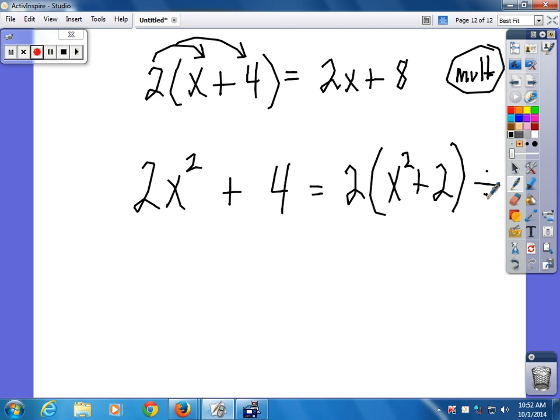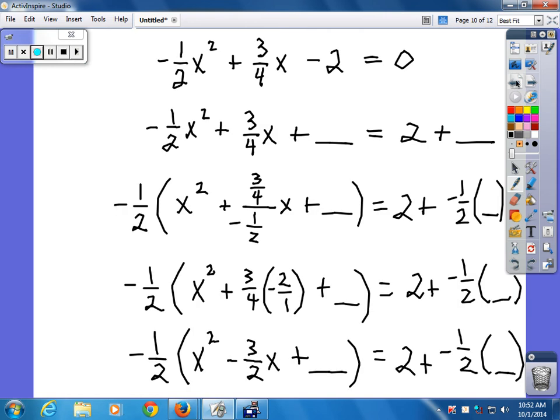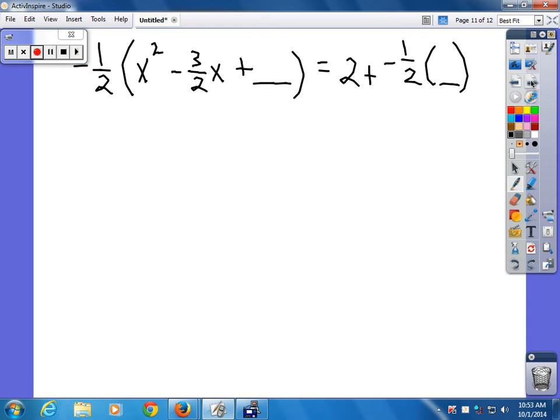All right, let's go back. When I factor out a negative 1/2, I'm dividing this by negative 1/2. And when you divide this by negative 1/2, you get 3/2. Now, I'm going to divide 3/2 by what? And now you're going to complete the square. Because A is equal to what? 1.